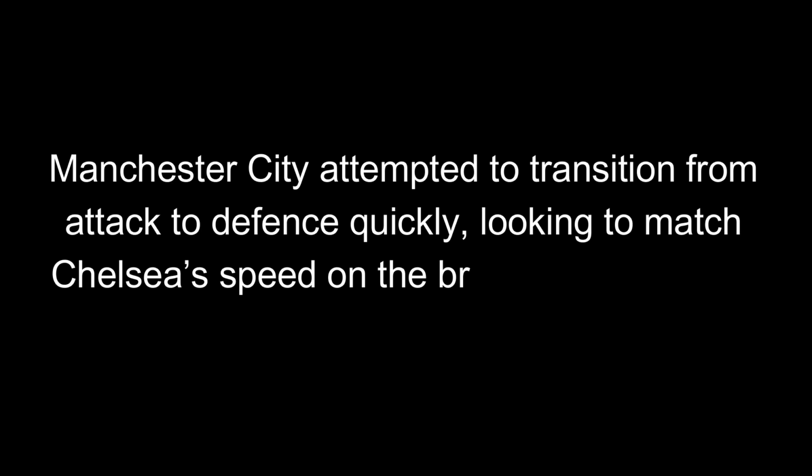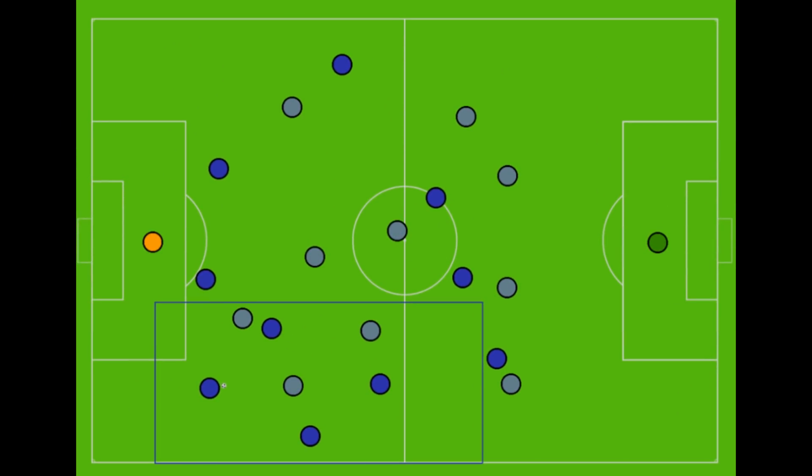Manchester City attempted to transition from attack to defence quickly, looking to match Chelsea's speed on the break, pace for pace. Sometimes they were effective in doing so, and other times the Blues almost took advantage. For the most part, however, City dealt with Chelsea's counter-attacks well and forced them to slow down the tempo, go back and start again. City pressed in the 4-2-4 shape, with Foden and De Bruyne combining on both sides of the field alongside the near-sided winger and the near-sided central midfielder, Gundogan or Bernardo.